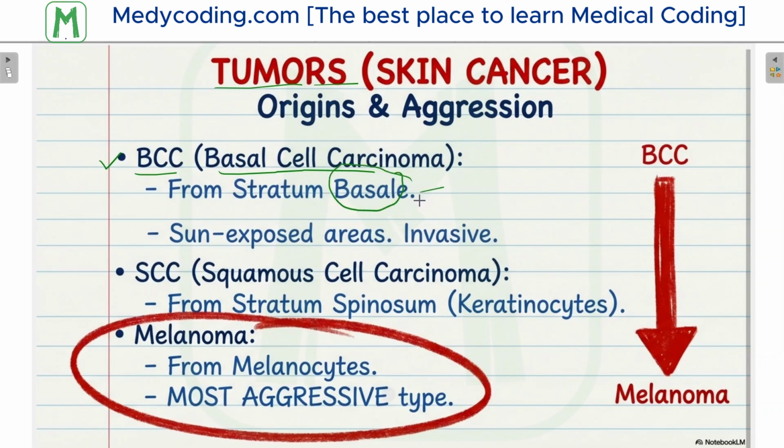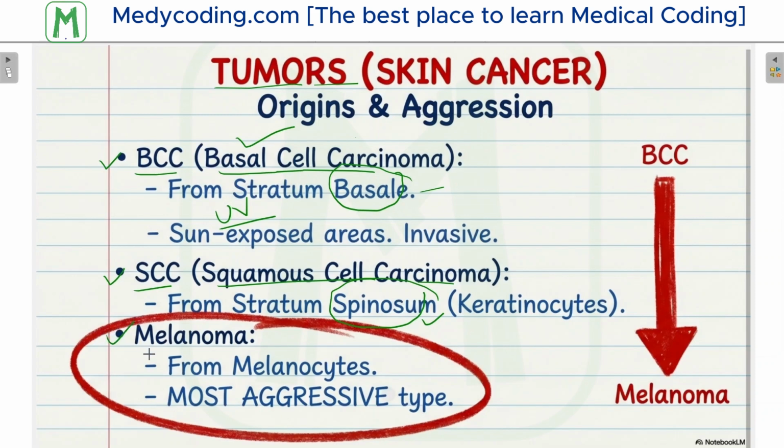Due to UV light, either from sunlight or from another source, the division of the cell is disturbed. So it divides more rapidly, so the cancer is formed. That is known as basal cell carcinoma. The next is squamous cell carcinoma. We know that keratin starts forming in the stratum spinosum. So the cancer found in this layer is squamous cell carcinoma.